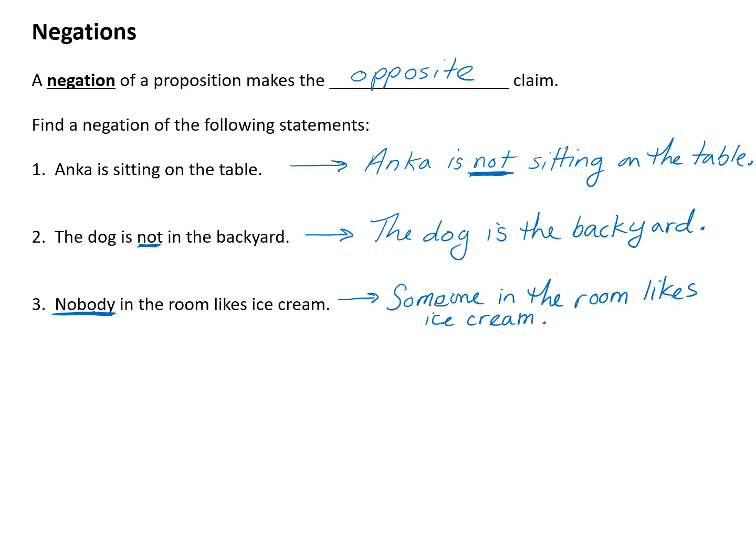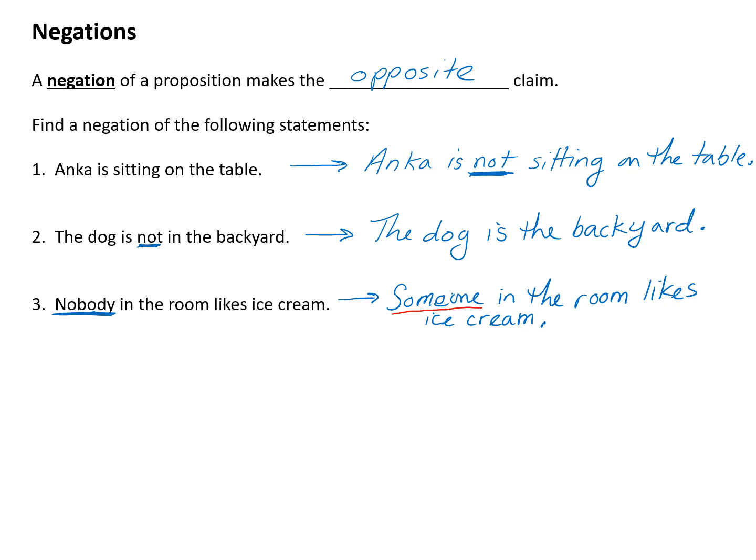So that's a simple way of looking at the opposite. If no one in the room likes ice cream, they all dislike ice cream. If we want to oppose that, we could say someone in the room likes ice cream. And the word someone will include the option of one person likes ice cream, or two people like ice cream, or everyone in the room likes ice cream.